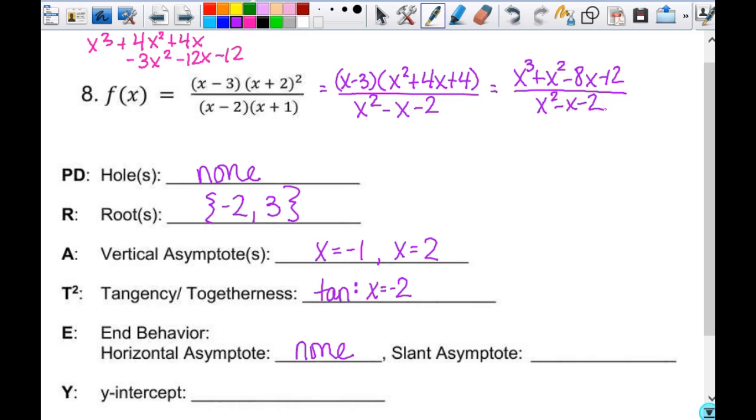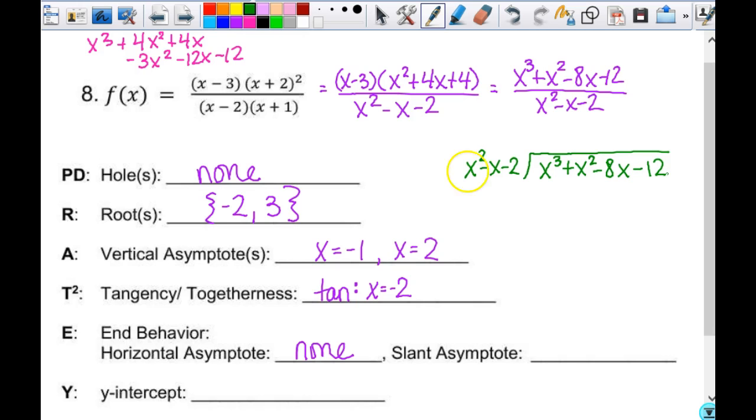All right, so since the numerator has a degree higher than the denominator, I have to check for my slant asymptote, which means I need to divide. I cannot use synthetic division here because this is not a linear binomial. If all I had was x minus 2, I could, but this is x squared minus x minus 2. So I have to do long division. All right, so x squared minus x minus 2, got to divide that into x cubed plus x squared minus 8x minus 12.